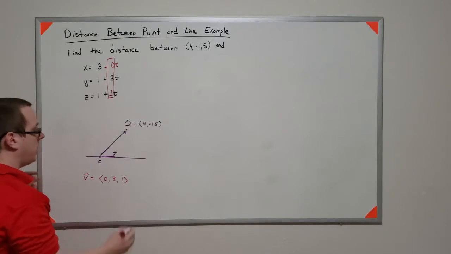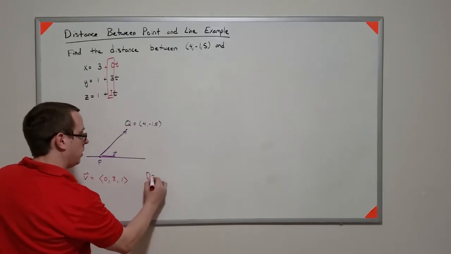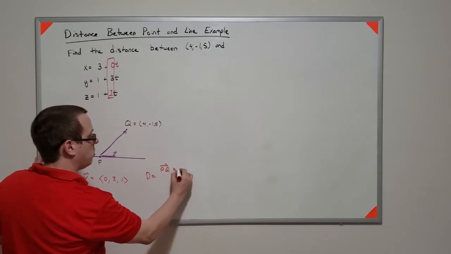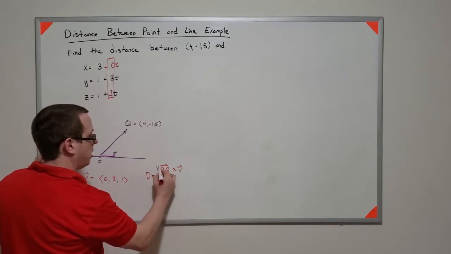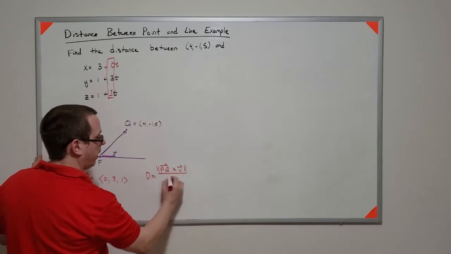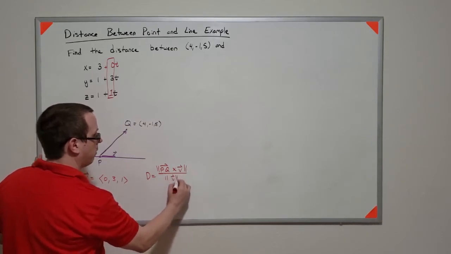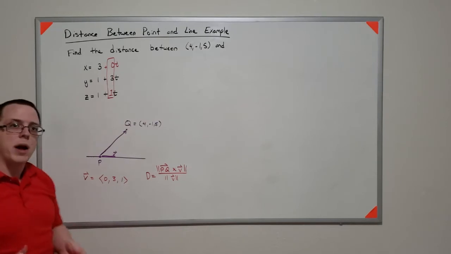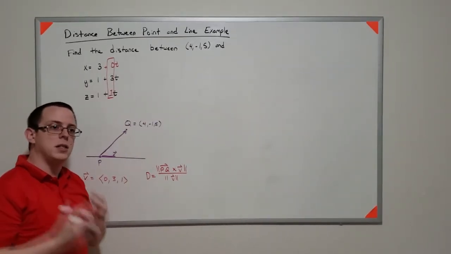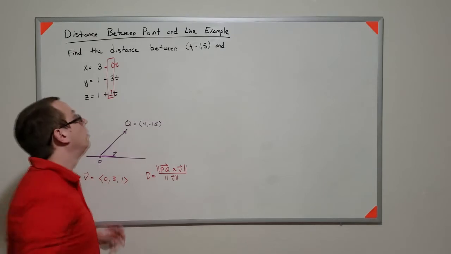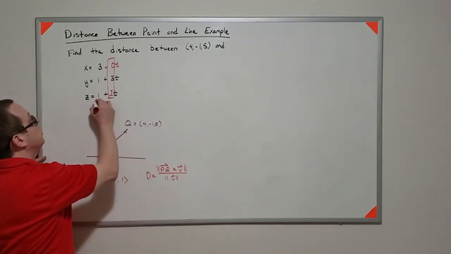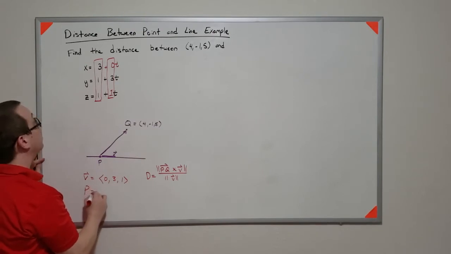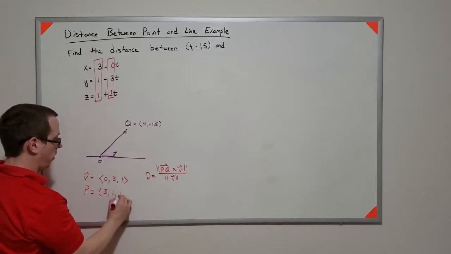And remember that the distance is the magnitude of the directed line segment PQ cross V. It's the magnitude of that vector over the magnitude of V itself. But we still don't have P. Well, an easy way to get P is to set the value of T to be 0. So if I set T equal to 0, I get that P is 3, 1, 1.